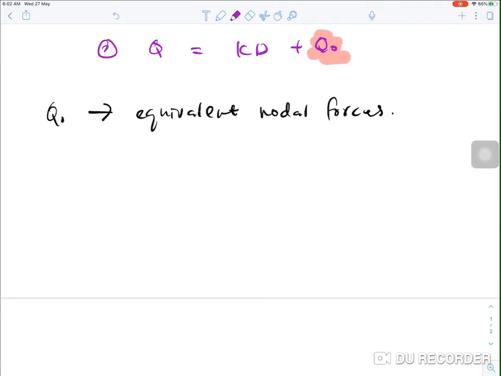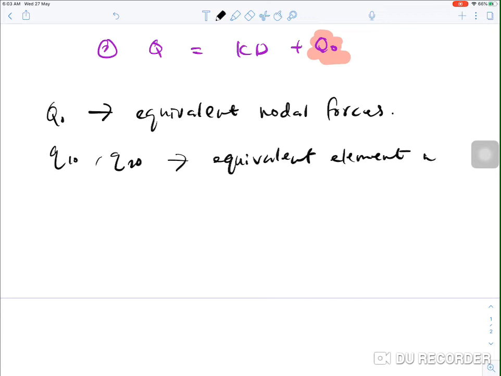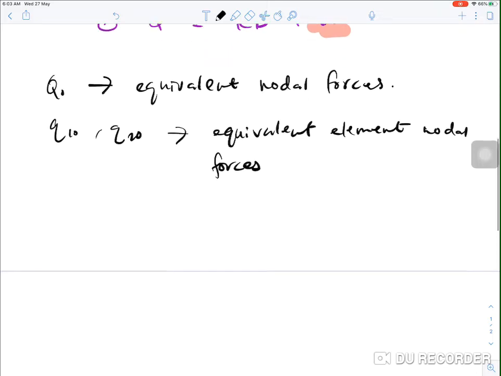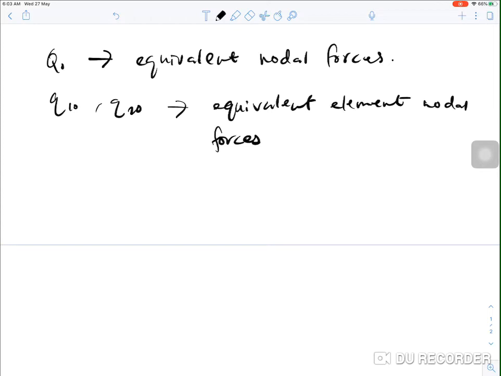I want to focus on this. What is Q naught? Q naught is equivalent nodal forces, and Q naught comes from equivalent element nodal forces. This means there will be Q1 naught for element 1 and Q2 naught for element 2, and these two are called equivalent element nodal forces. So we have to determine all of this first. What is Q1 naught?